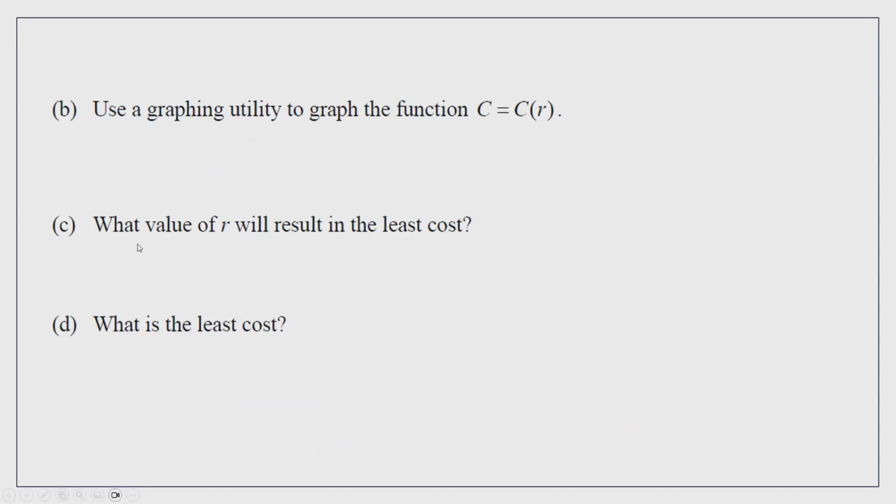All right. So C is asking us, what value of r will result in the least cost? So we're trying to find r, or in other words, on our calculator, the lowest value of x. And then D is related to that. It's asking what is the least cost? Well, the least value of r should give us the least cost. So we're trying to find the minimum. If we can find the minimum point, then the x coordinate will give us the least value of r, and the y coordinate would give us the least cost. So let's find that.